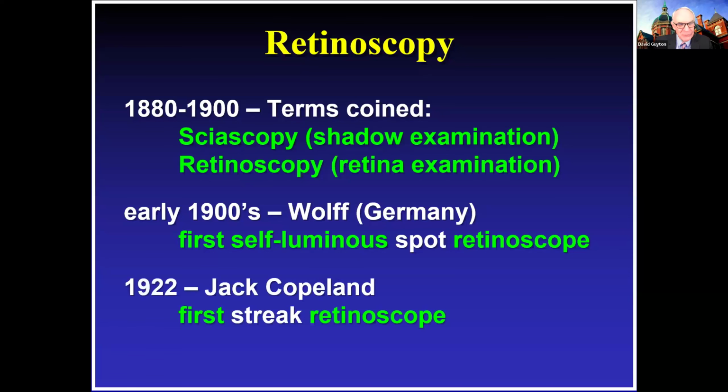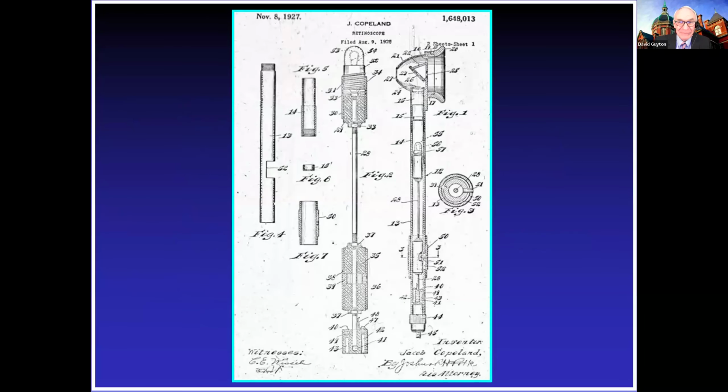And then in 1922, Jack Copeland, a young optometry student, was playing with one of Wolf's self-luminous spot retinoscopes and dropped it on the floor while it was still on. The filament broke, but then when he picked it up, somehow the filament re-welded itself into a horizontal position, creating the first streak retinoscope. Jack Copeland actually recognized the value of that and patented the first streak retinoscope in 1925, 100 years ago this year.